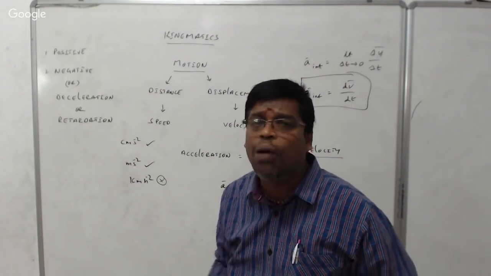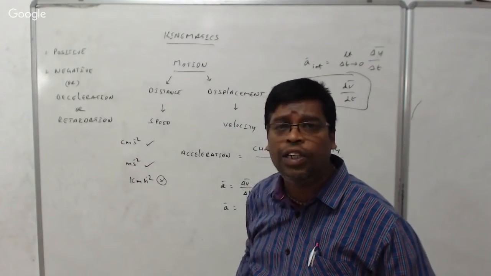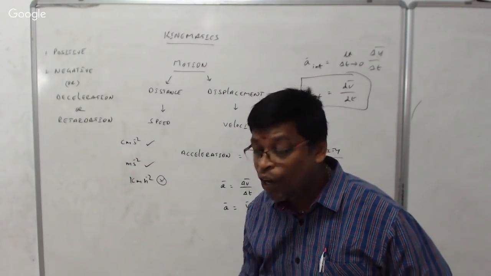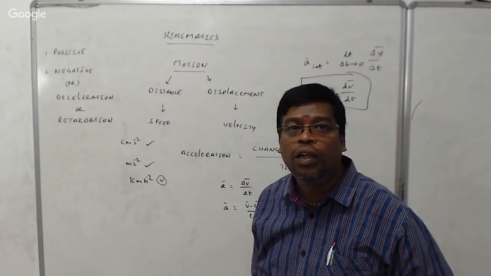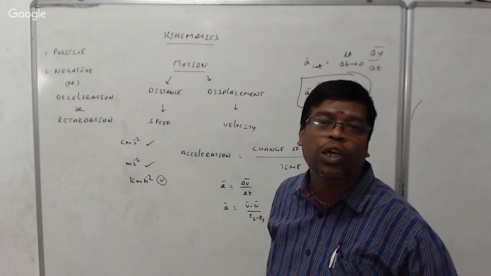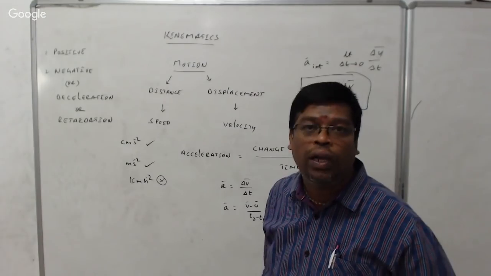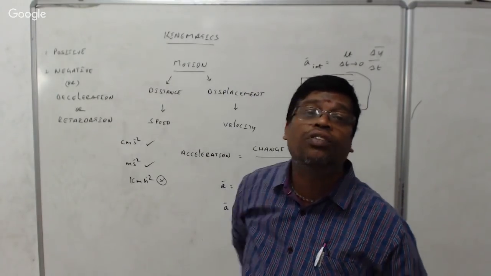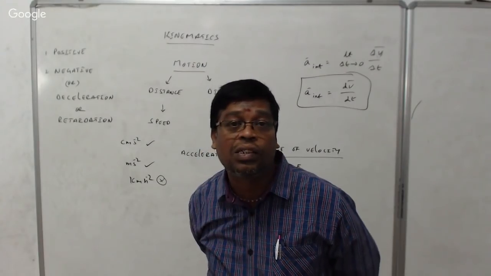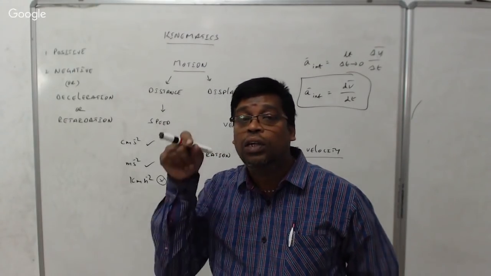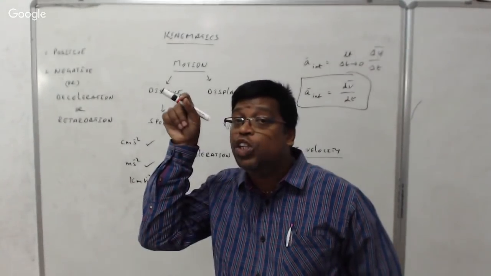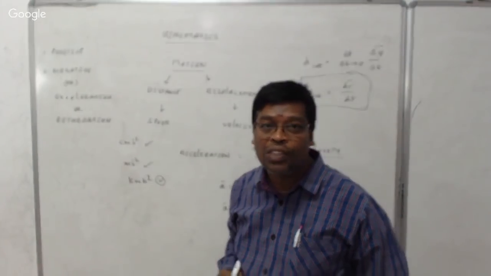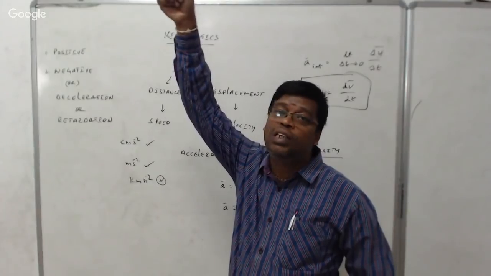A very good example for deceleration or retardation: throw a body up into the air. When a body is thrown up into the air, we can say that the body is said to be moving with deceleration. Why? When a body is moving in upward direction, the velocity of the body goes on decreasing. Finally, a point is reached by the body where its velocity is equal to 0.